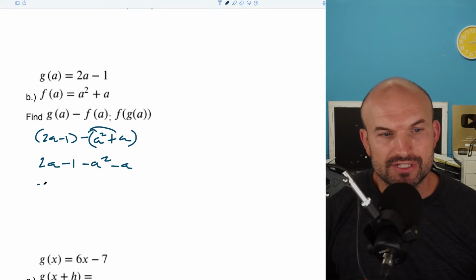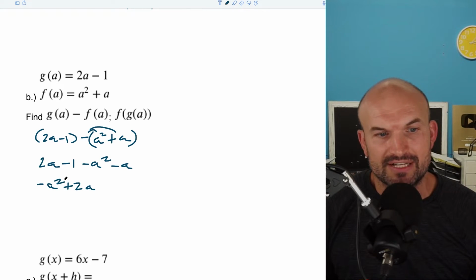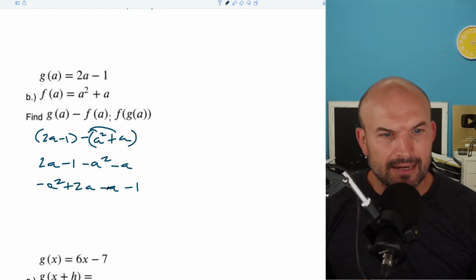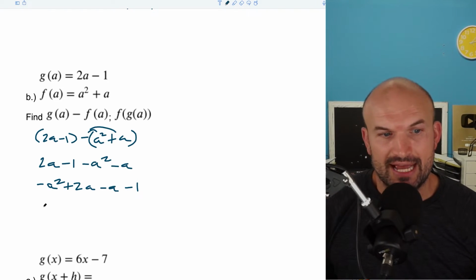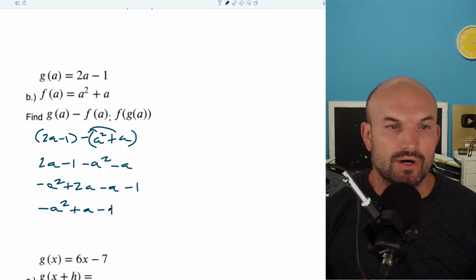Now, in this case, what you can simply do is rearrange everything so that everything's grouped together. So this would be negative a squared plus 2a minus a minus 1, okay? And 2a minus a is just going to be a. So therefore, I have negative a squared plus a minus 1.